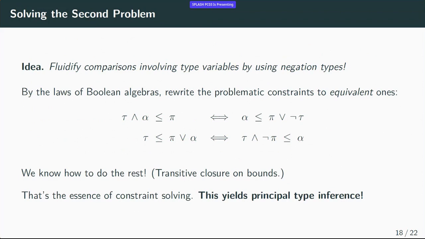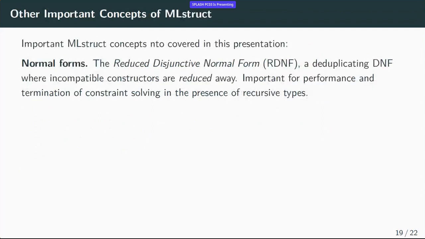naturally, and that's basically the essence of the approach, right? And since all we do here is rewrite constraints to equivalent ones, this means that we always make necessary and sufficient assumptions about the constraint, and so this means we can infer principal types. Okay, so there are many other concepts about MLstruct that I haven't talked about because of lack of time.